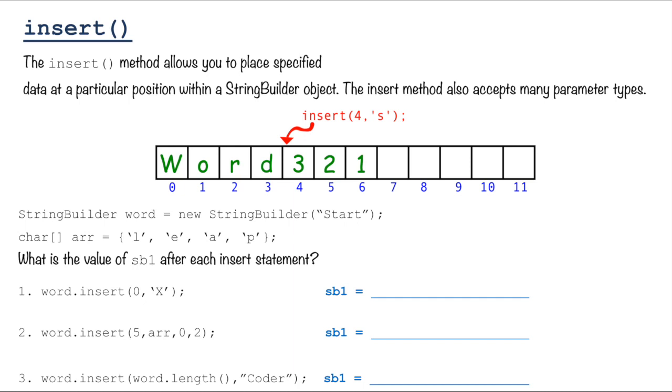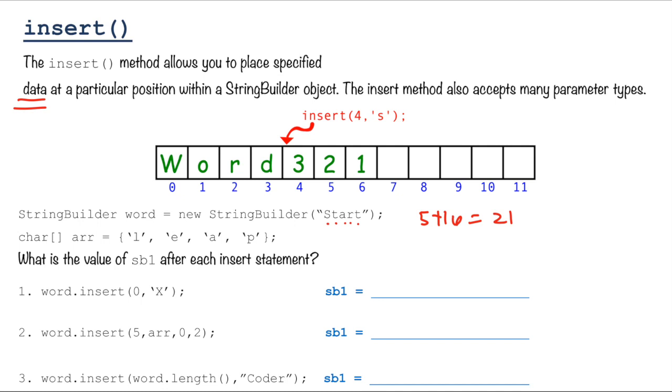The insert method allows us to place a specified data type at a particular position within a StringBuilder object. We say a specified data type because it could be a character sequence, it could be a string, it could be a character, it could be a double, and so on. So we have here the StringBuilder word, new StringBuilder start. 1, 2, 3, 4, 5 is the length of the string. So the initial capacity is 5 plus 16. This has a capacity of 21 and a length of 5. And we have a character array, arr, holding letters LEAP.